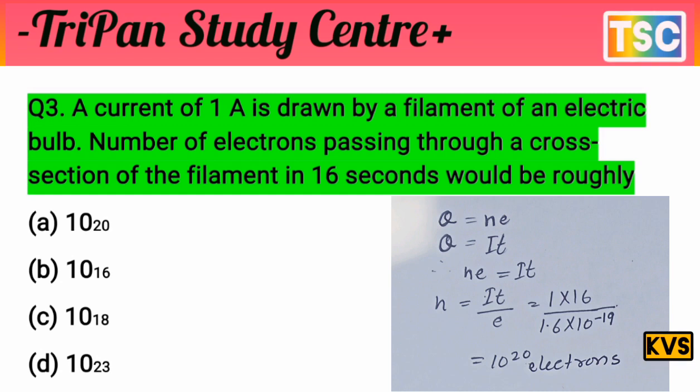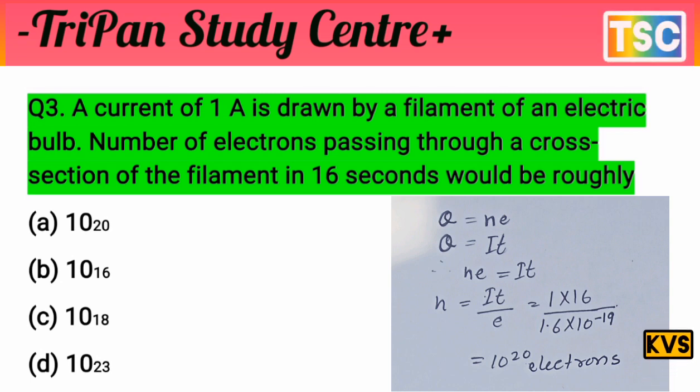Q is equal to ne, and Q is equal to It. It means ne is equal to It. Here n is the number of electrons, e is the charge of an electron, I is the current, and t is the time. Here e is equal to 1.6 into 10 power minus 19, the time given is 16 seconds, and the current I given is 1.